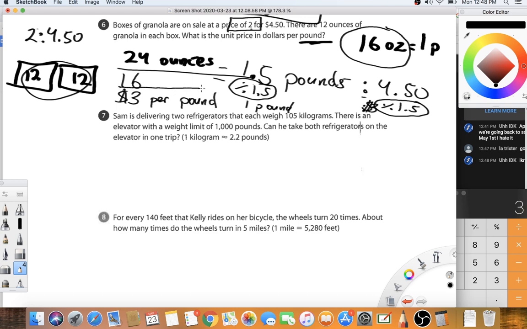This was messy. I apologize. I tried to change the thickness of this pen. It didn't work out that much. It's all good. Now let's go to the next question.